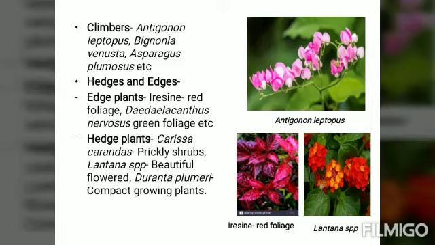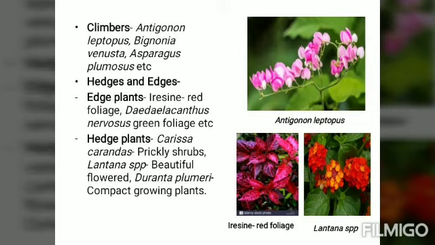So examples of suitable plants for this purpose are as follows. The edge plants are like Alternanthera amabilis, which has various colored leaves, and Iresine, red foliage, and then Justicia, lavender veined foliage, and then Dedale, Acanthus nervosus, green foliage. And even Eupatorium species, that is a pink colored foliage. So this is about the examples of edges.